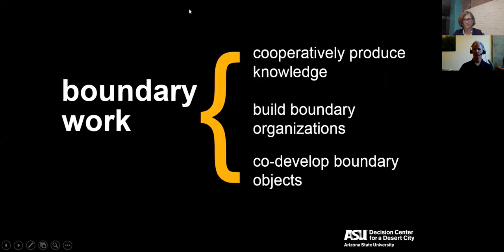So boundary work includes several elements, especially the cooperative production of knowledge between multiple different stakeholders, as well as the efforts to build organizations, boundary organizations that span the policy and science communities and the different social groups and efforts to organizationally or institutionally link those communities. And third, I'll talk about boundary work as a way to co-develop boundary objects. And here we're talking about tools at the interface of climate, science, and security as one type of boundary object.